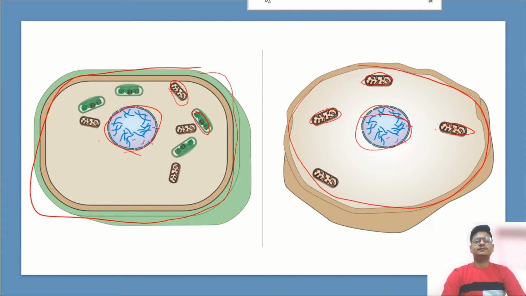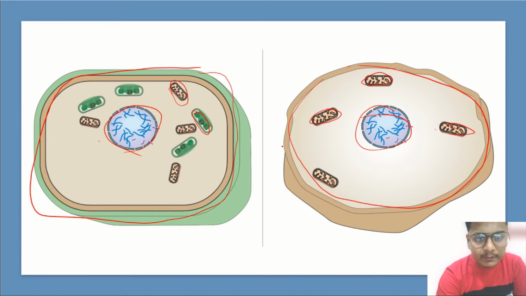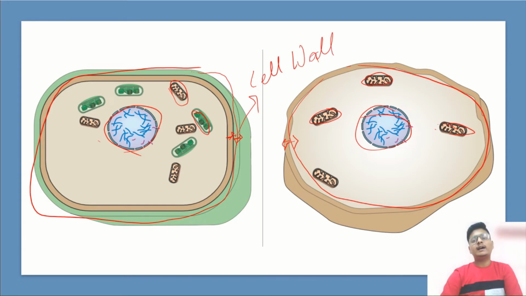Okay students, you can see there is only one gap between this. Are you able to see? This is only one gap. Here, after this one gap there is one more gap, and this gap is known as cell wall. Okay, this is present only in the plant cell.